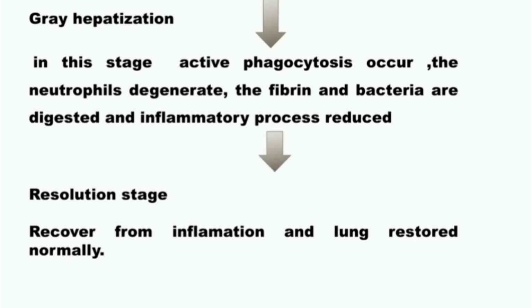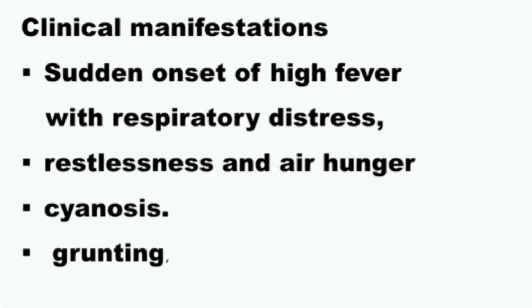Here, all the inflammation is reduced and the lung is restored to normal. Let us see the clinical manifestations of pneumonia. Usually the onset is sudden with high fever and chills, and the child will have fatigue, poor feeding, restlessness, indrawing of the chest, and also grunting. Grunting means an abnormal sound that occurs during respiration because of dyspnea.